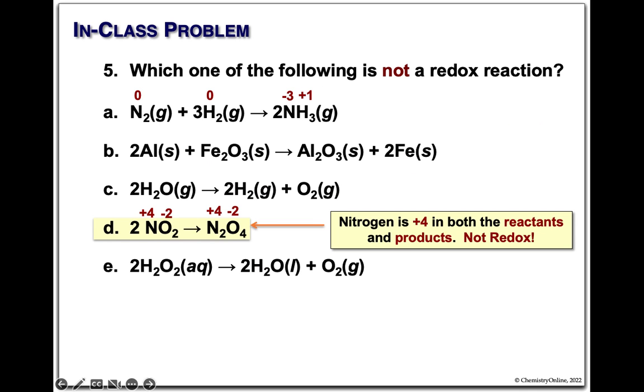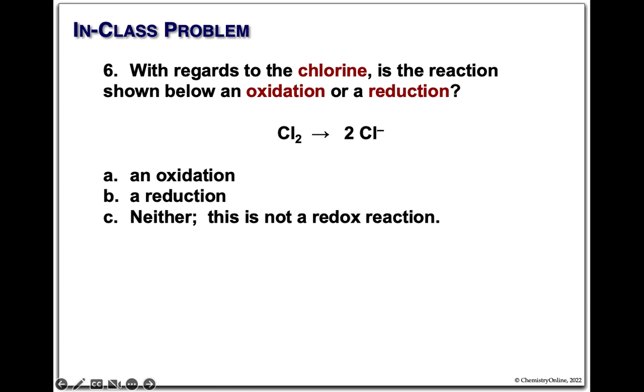So the hard way, the easy way, and well, that's kind of the hard way too, I guess, but whatever. Any questions? All right. Another redox question. Here we have chlorine, and we're forming 2 chloride anions. This is a half reaction, so something else is going on too. But with regard to just the chlorine atom, is this oxidation, reduction, or not redox?